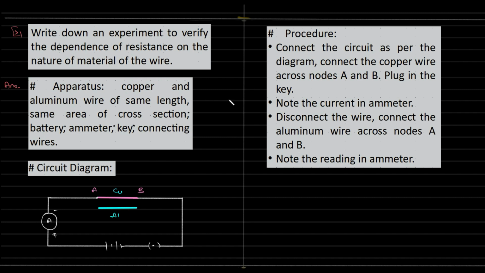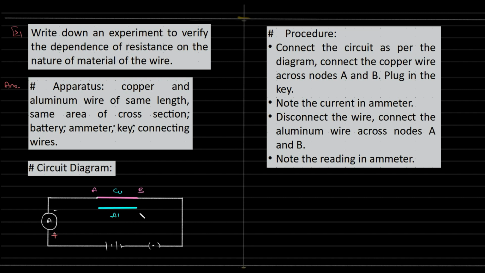So the procedure is quite simple. Connect the wire as per the diagram. Connect the copper wire across A and B. Plug in the key. Note down the current in the ammeter. Disconnect the wire. Connect the aluminum wire across A and B and note down the reading.